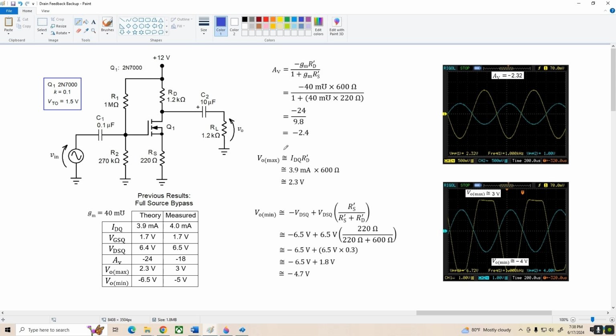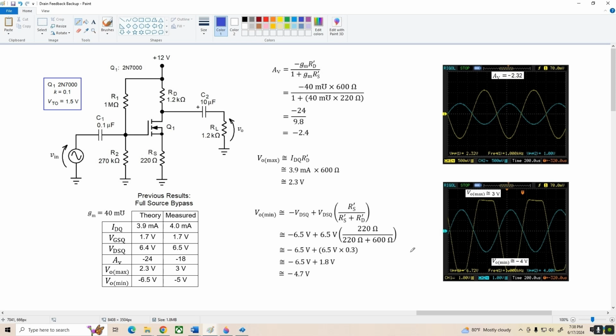Now I also calculated the large signal limits. We've got VO max, the positive clipping level. That should be 2.3 volts. And if we look over here, we see it's about 3 volts, which is even better. VO min is the negative clipping level. That works out to be about minus 4.7 volts. The measured value is about minus 4, so it's not quite as good, but it's still a reasonable estimate.